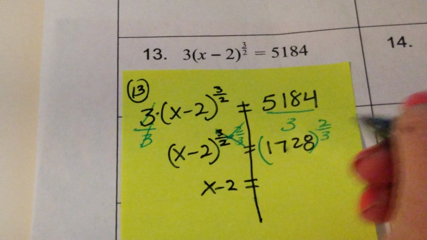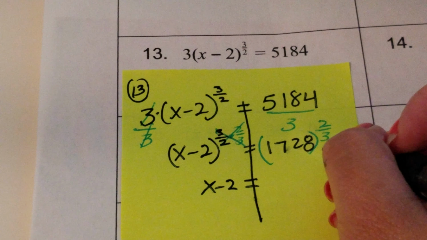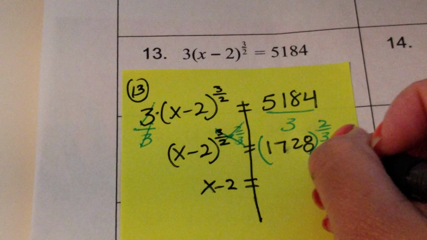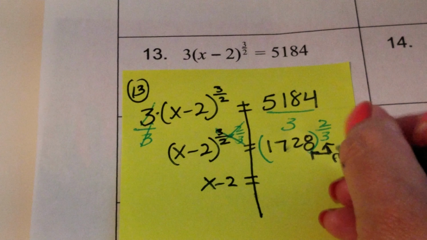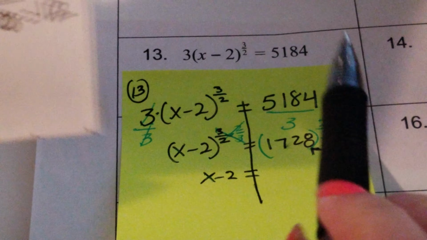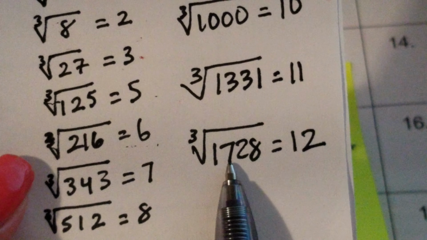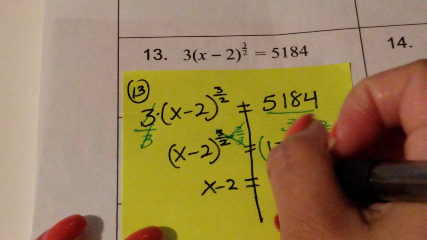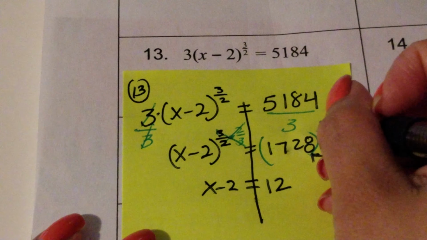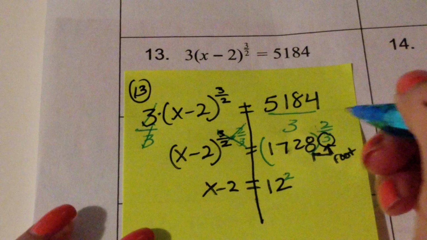Minus 2 equals. Okay, so let's take the root. The root is 3. Let's take the root of this number. That should be a perfect cube, right? What is the root of 1,728? It's right here. 12. That is 12. That is a nice number. And once you take that root, now take the power. The power is 2.